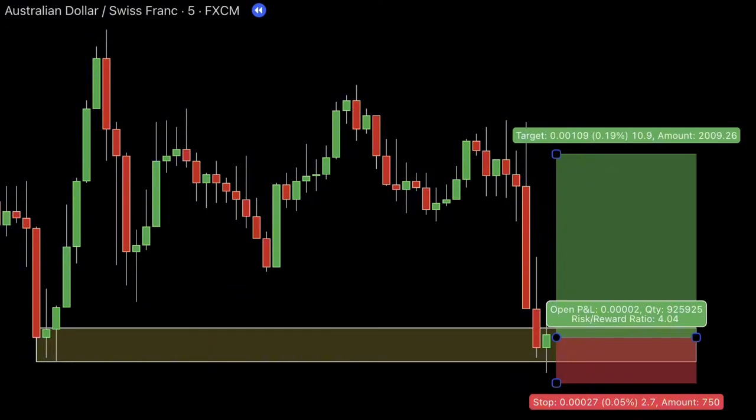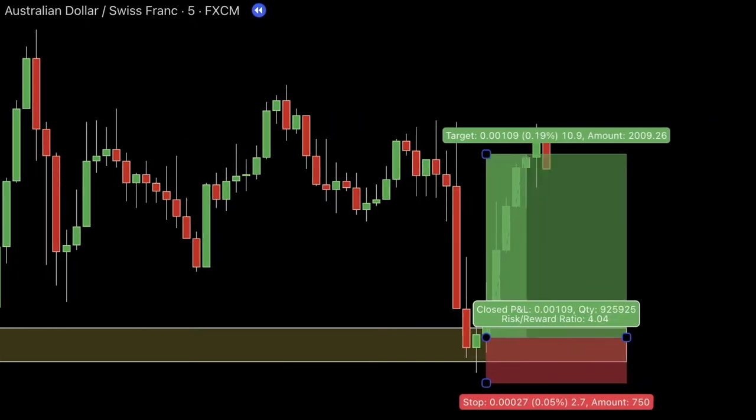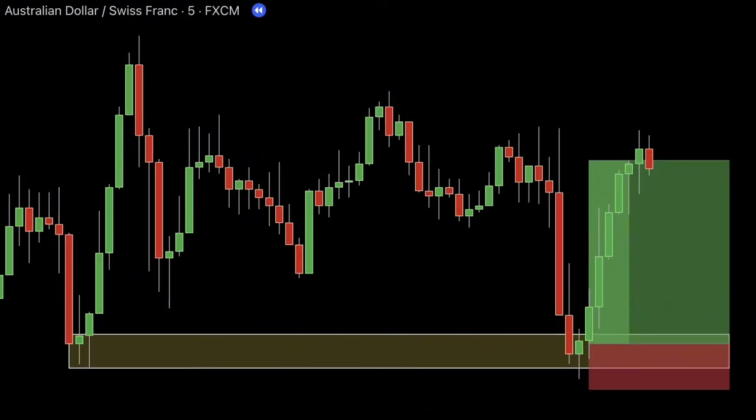Take a look at what happened next. The market moved exactly as we expected, going in the targeted direction, confirming the strength of this strategy.